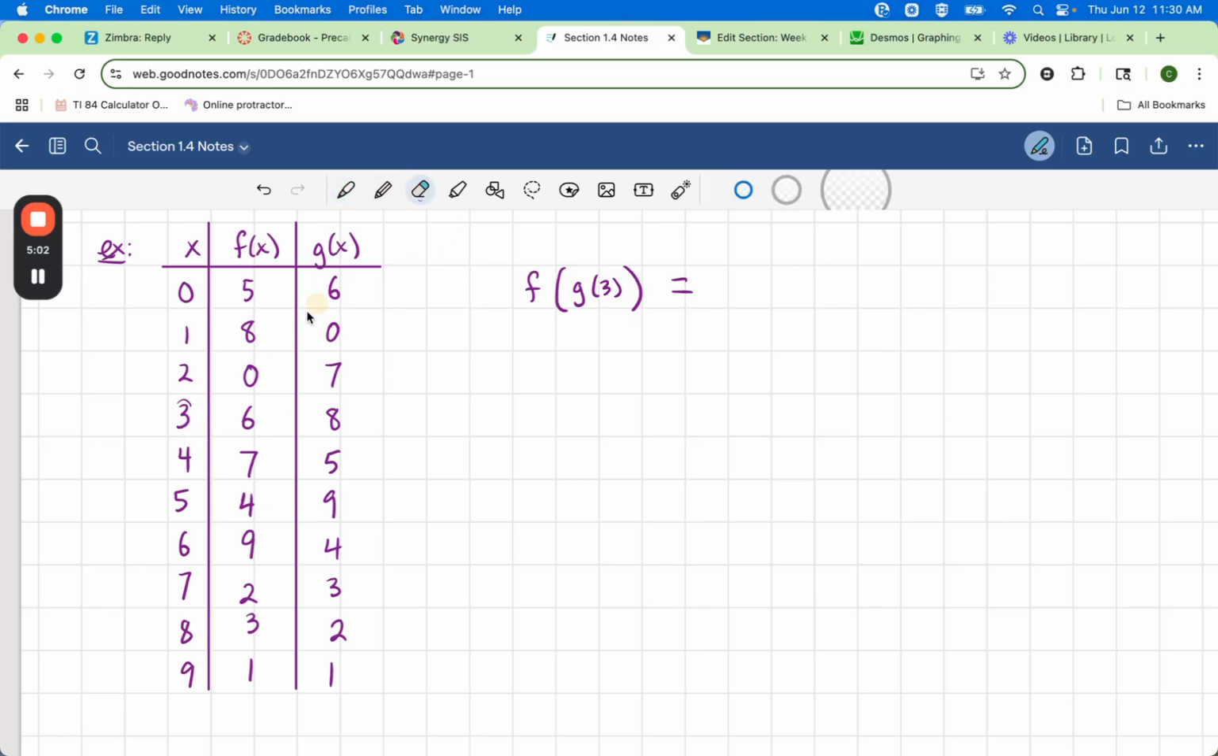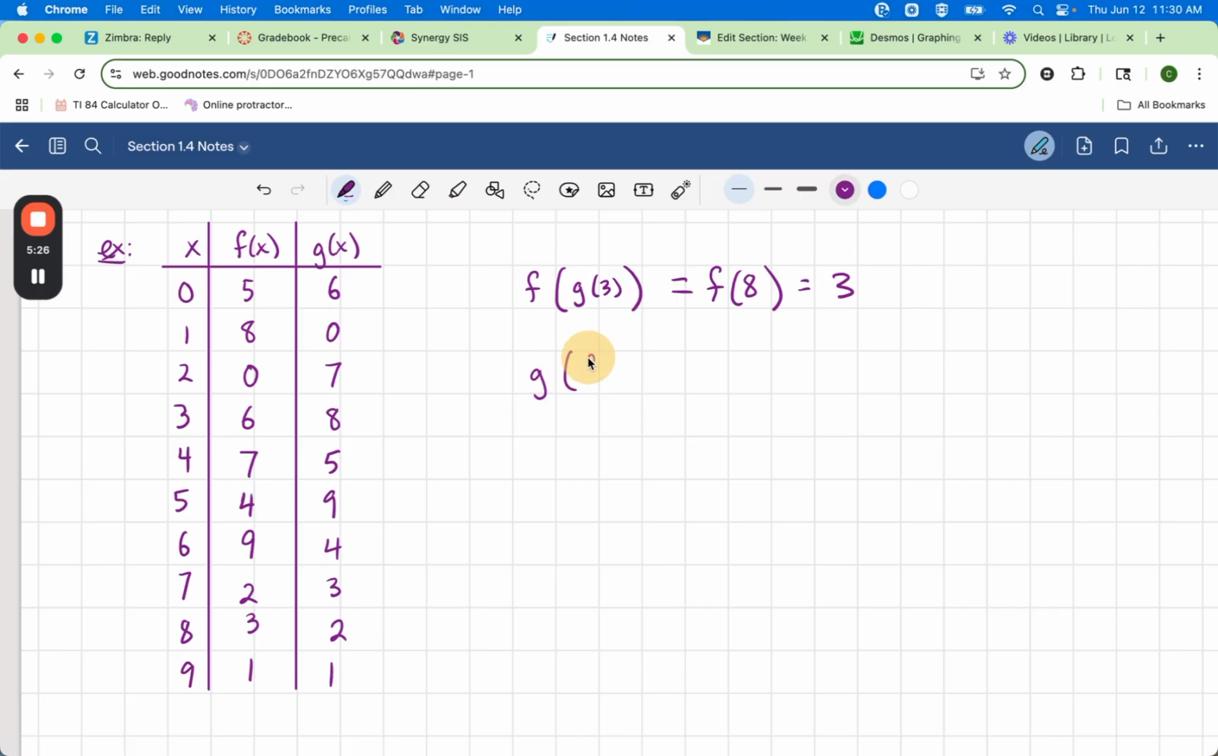So g of 3 here, I go down to x equals 3 right here, go over to g of x, and g of x is 8. So f of g of 3 is the same as f of 8. I go down to x equals 8, and f of 8 equals 3. All right, so f of g of 3 equals 3.